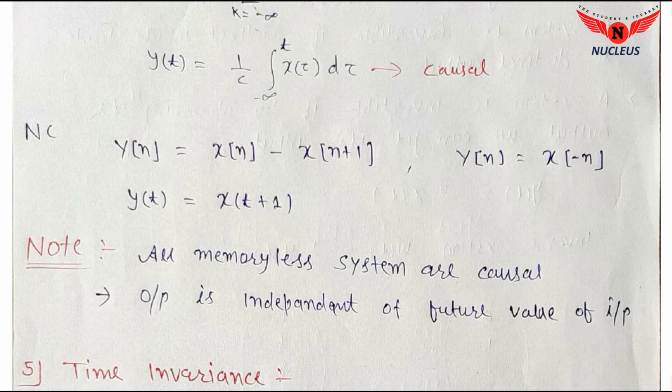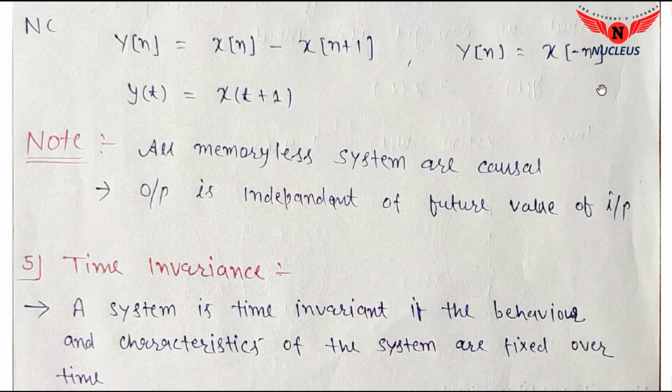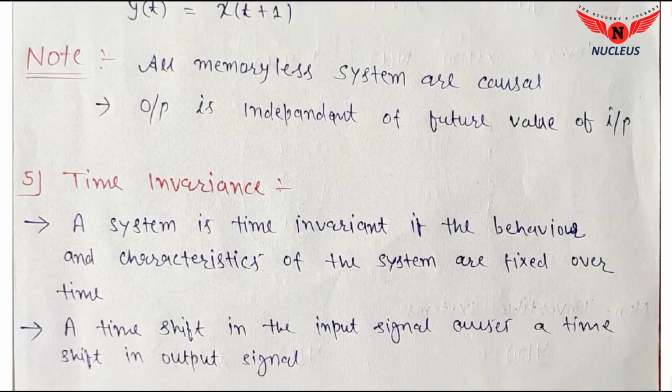So remember one point here: all memoryless systems are causal, because the system is memoryless if its output depends on the current value of its input, and the output is independent of the future value of input. So if you know these 2 points, you can solve all questions on causality of systems.